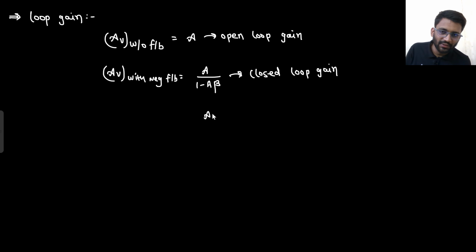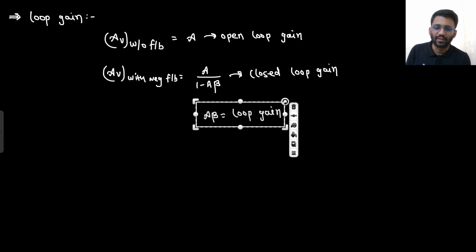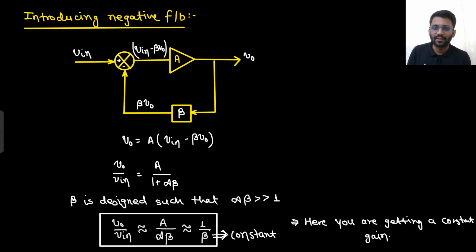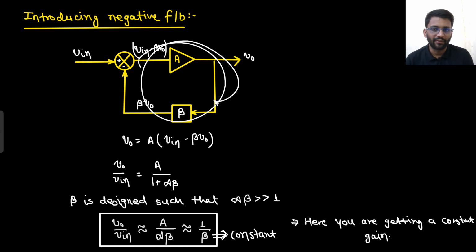Now this A beta is known as loop gain. This A beta is loop gain, because let's see the circuit previously. From here to here, whatever the gain is there, that is A beta. So here what is the loop gain? Loop gain is A beta, right? This is the loop you are having. So in this loop, what is the gain? A into beta. So loop gain is A beta, right?